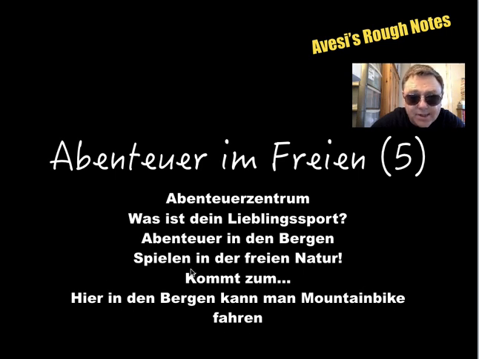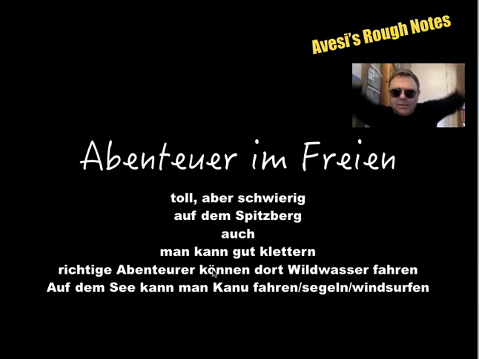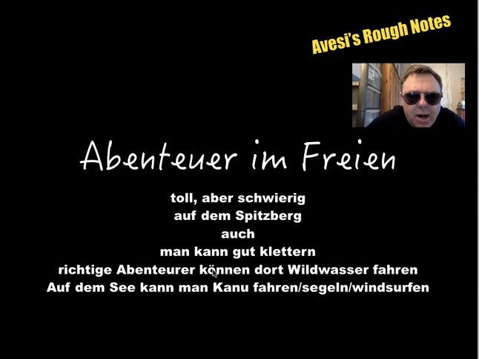So remember, if you've got a place or time beginning a sentence, the verb has to be the second idea, which basically crops up with what I tried to encourage you to look at here. Toll, aber schwierig. Excellent, but difficult. So it's not a walk in the park, what you're going to be doing. Auf dem Spitzberg, that's on the Spitzberg, which is the name of the mountain. Auch also. Man kann gut klettern. Do you like the actions? Klettern. Richtige Abenteurer, proper adventurers, können, can, dort Wildwasser fahren. They can go white water rafting. Auf dem See, on the lake, kann man canoe fahren. You can go canoeing, segeln, sailing, windsurfen.